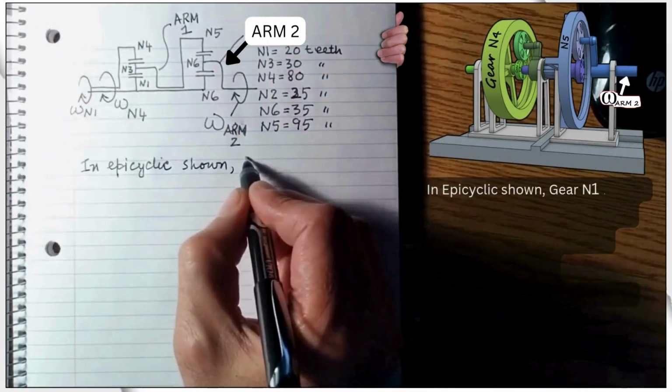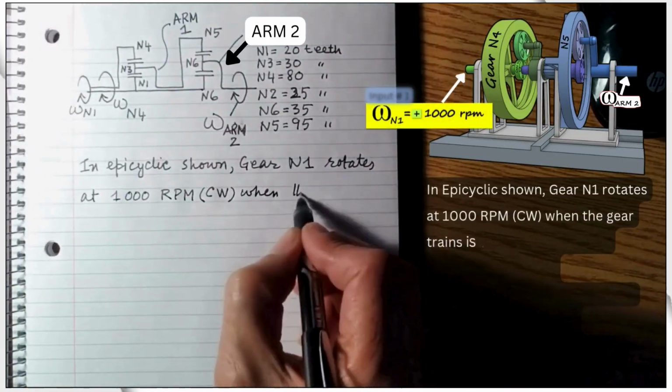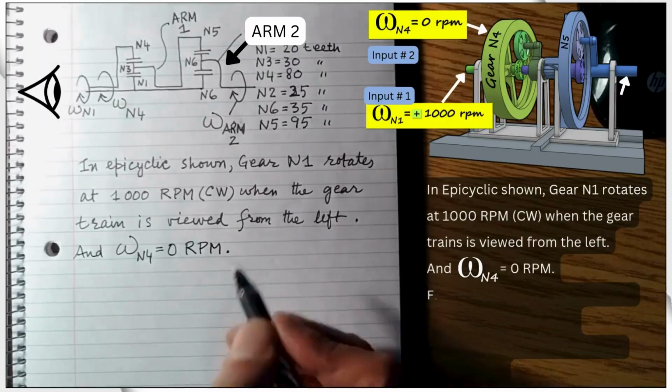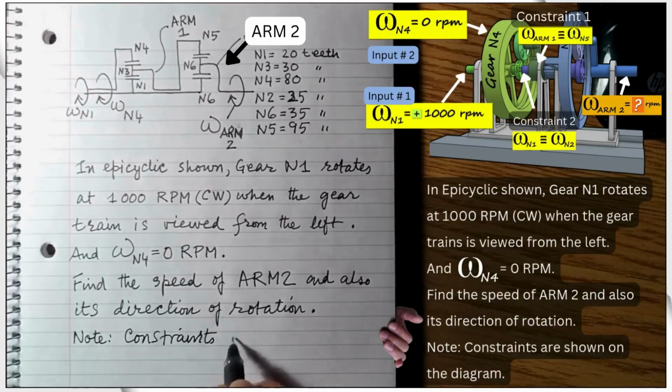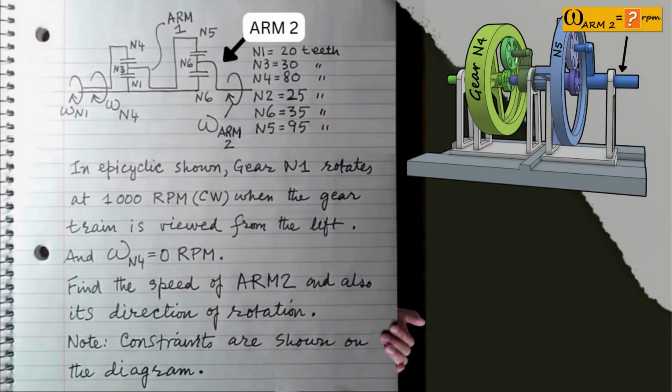In the epicyclic gear train shown, gear N1 rotates at 1000 revolutions per minute in the clockwise direction when the gear train is viewed from the left. And annular gear N4 is fixed. Find the rotational speed and direction of rotation of ARM2.